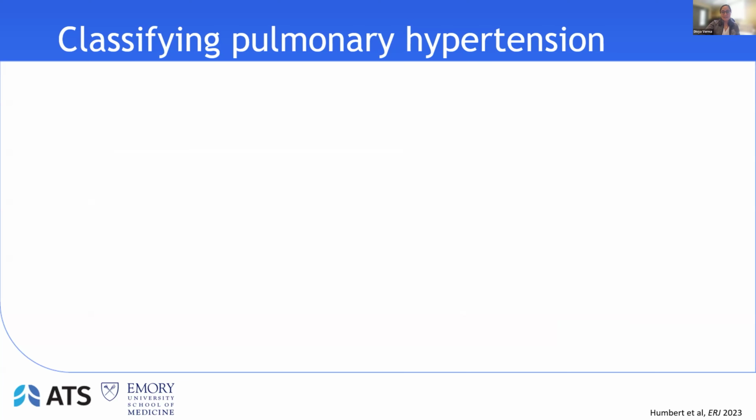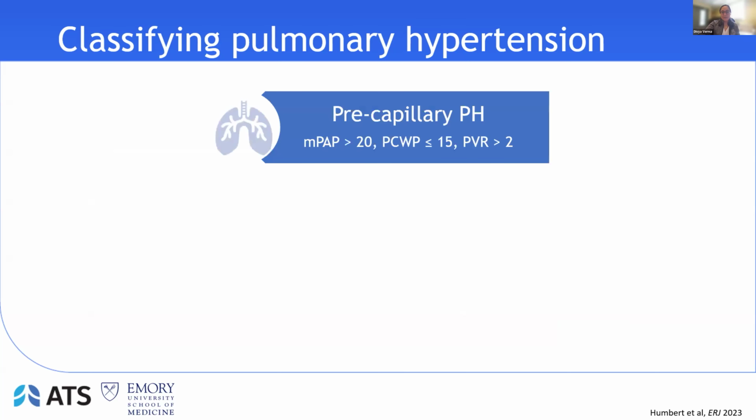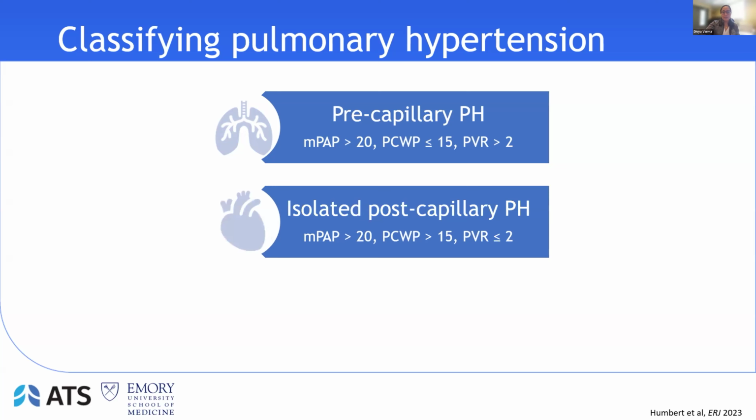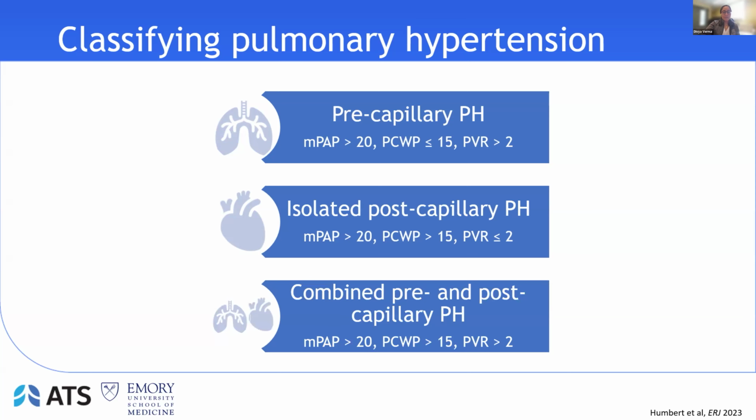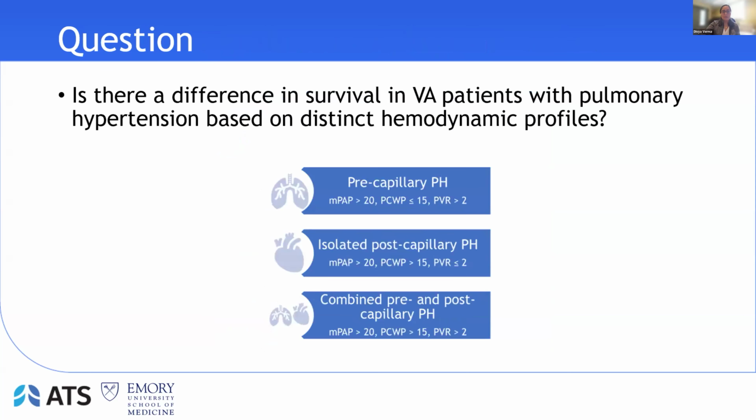This comes as news to none of you, but precapillary pulmonary hypertension is now defined as a mean PA pressure greater than 20, a wedge pressure less than or equal to 15, and a PVR greater than 2. Isolated postcapillary pulmonary hypertension is mean PA pressure greater than 20, wedge pressure greater than 15, and a PVR less than or equal to 2. And combined pre- and post-capillary PH has features of both preceding categories, with a mean PA pressure greater than 20, a wedge pressure greater than 15, but then also a PVR greater than 2.